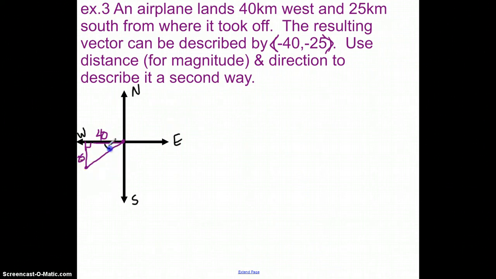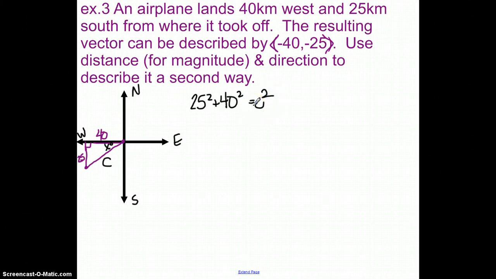Now to describe this, we kind of have to do two things. We have to figure out where x is, this degree here, and also they want us to figure out this side. I'm actually going to make it c, so I know what that is. Now, probably the easiest thing for us would be to find c, because I can probably use Pythagorean theorem to do that. I can do 25 squared plus 40 squared equals c squared.